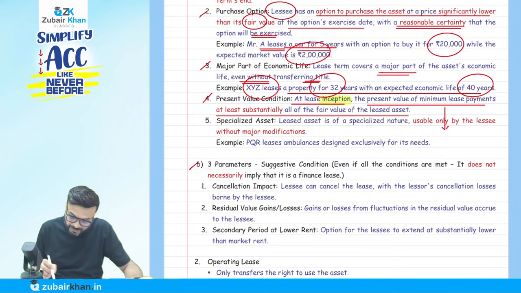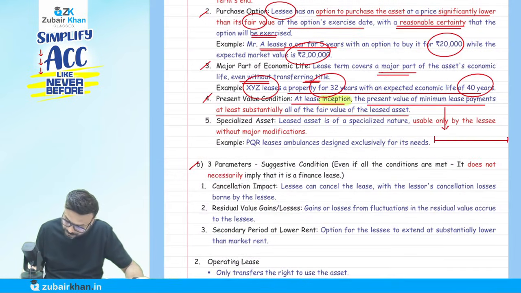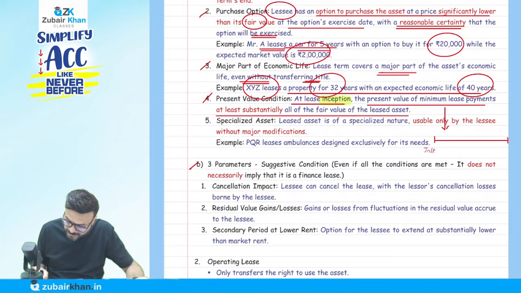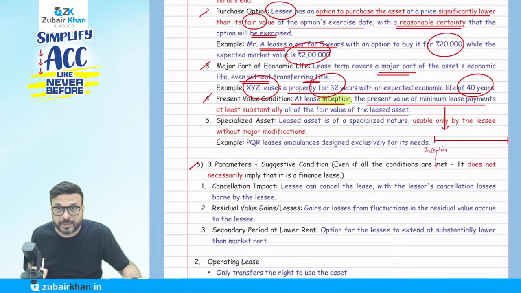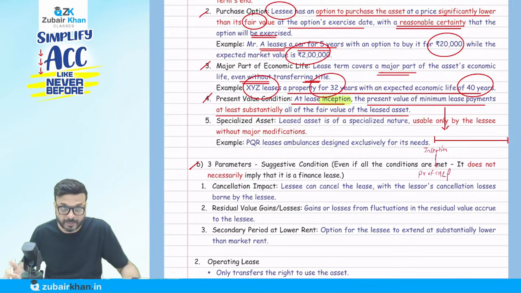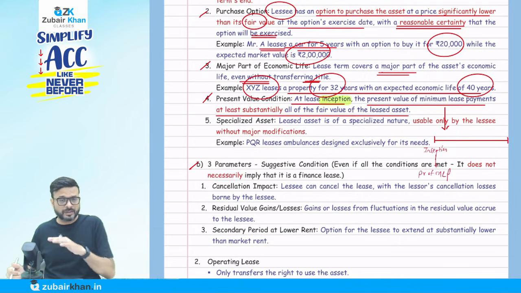What does it mean here? Here, at the inception, and by inception I mean the starting, they say the present value of minimum lease payment. Now the question will come in your mind, what do you mean by minimum lease payment? That I will discuss with you. There are so many definitions that I am going to discuss with you. One of them will be the minimum lease payment.